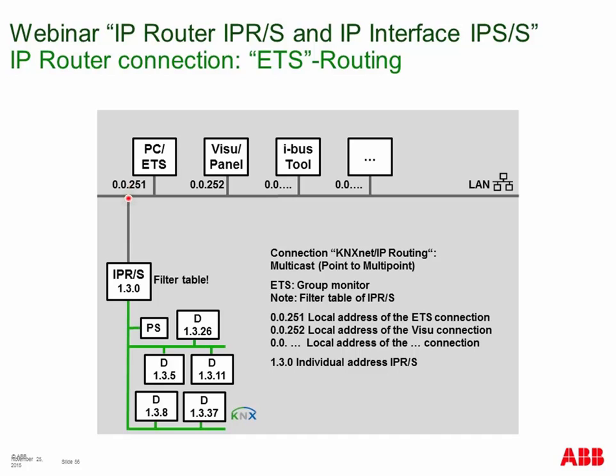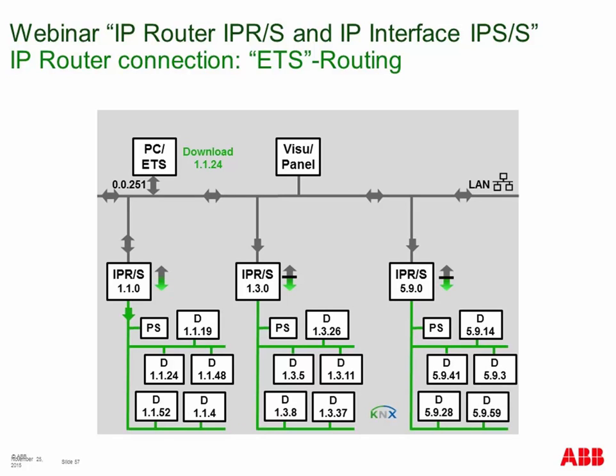That's why it is recommended to use as the local address of our ETS, for example, 00251. So here, for example, our IP router with the address 130, and all devices here have addresses 1326 and so on. Good, then let's start with such a routing connection to make a download. We create here a routing connection. In the next slide I show you how we can do it.